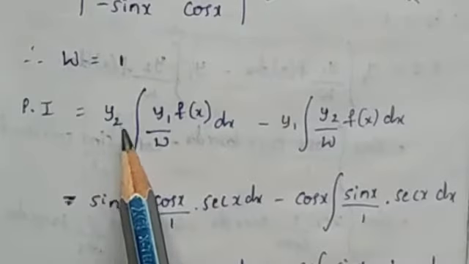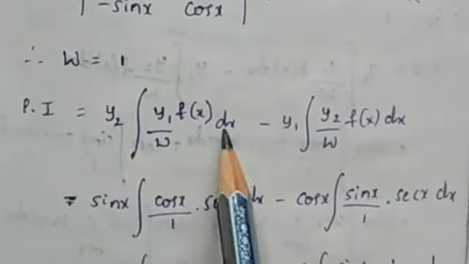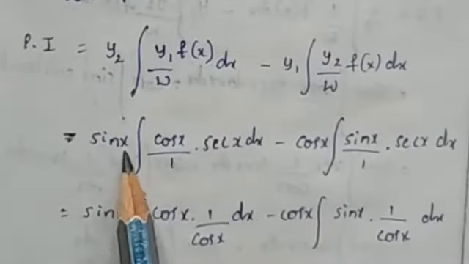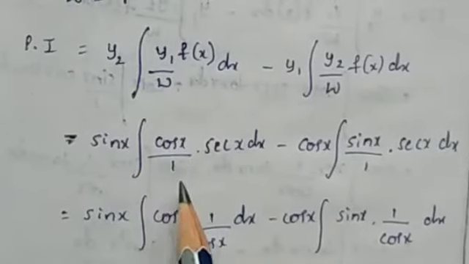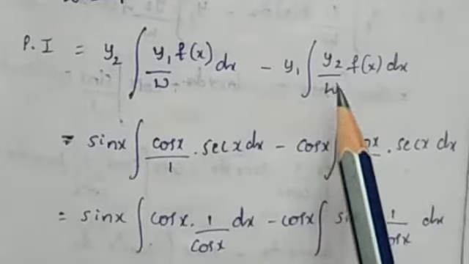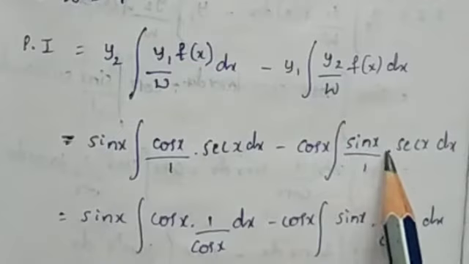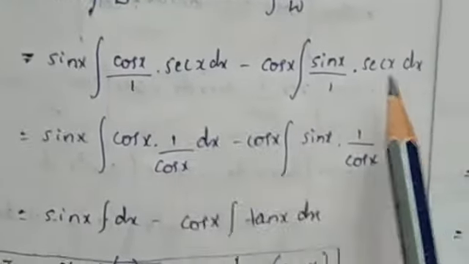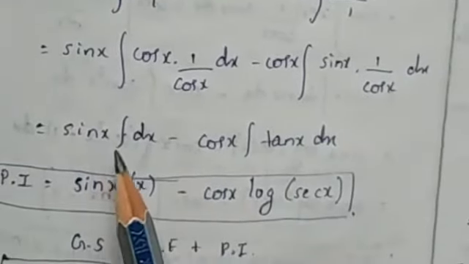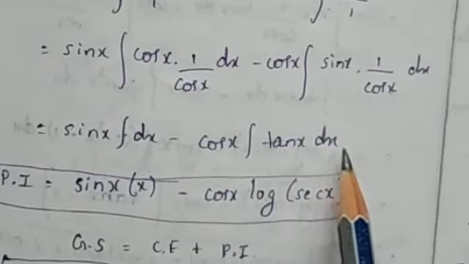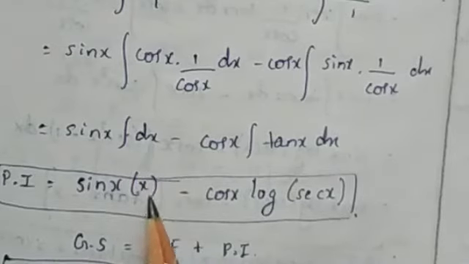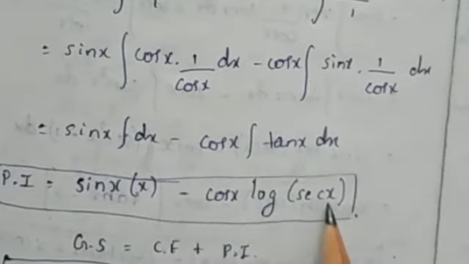The particular integral is equal to y2 times the integration of y1 by W f of x dx minus y1 times the integration of y2 by W f of x dx. So y2 is sin x, integration of y1 is cos x, W is 1, f of x is secant x, dx, minus y1 is cos x, integration of y2 is sin x, W is 1 into f of x, which is secant x, dx. Secant x can be written as 1 by cos x. You get sin x times the integration of dx minus cos x times the integration of tan x dx. So sin x is as it is, integration of dx is x, minus cos x, integration of tan x is log of secant x.